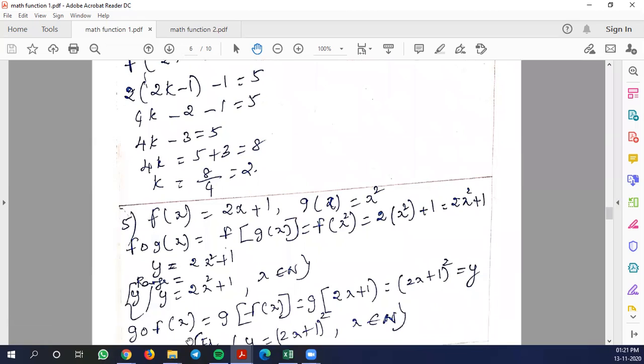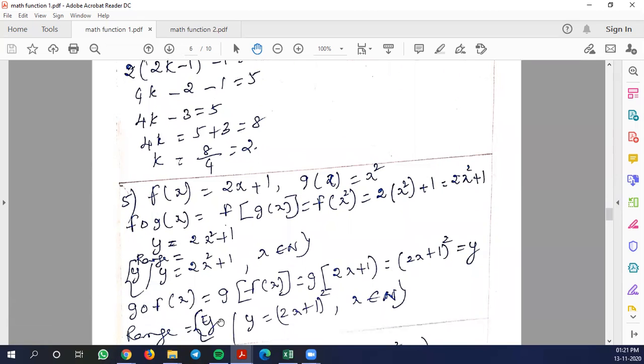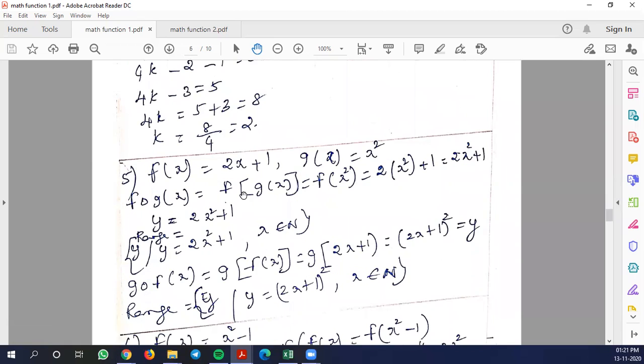Fifth sum. So here A, B, C are subsets of the set of natural numbers. F of x is given, G of x is given. You have to find the range of FOG and GOF. So FOG of x equal to F of G of x. What is G of x? It is x square. Now this one is to be taken as x.